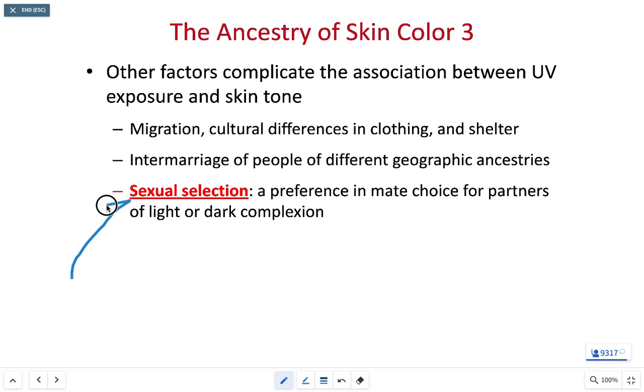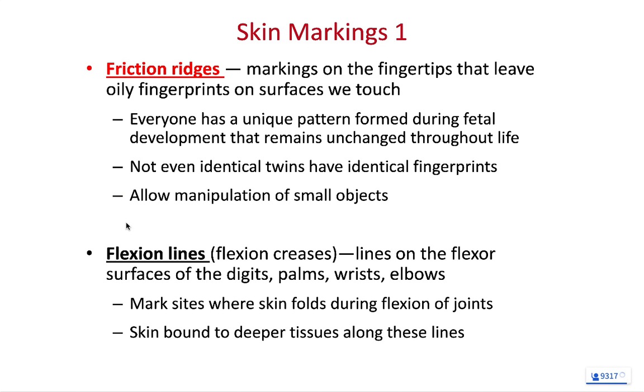And then finally, there's sexual selection. Depending on your own personal preference, some people prefer to have a partner with darker skin. Some people would prefer to have a partner with lighter skin. And some people don't care at all. But there is a sexual selection component as well.